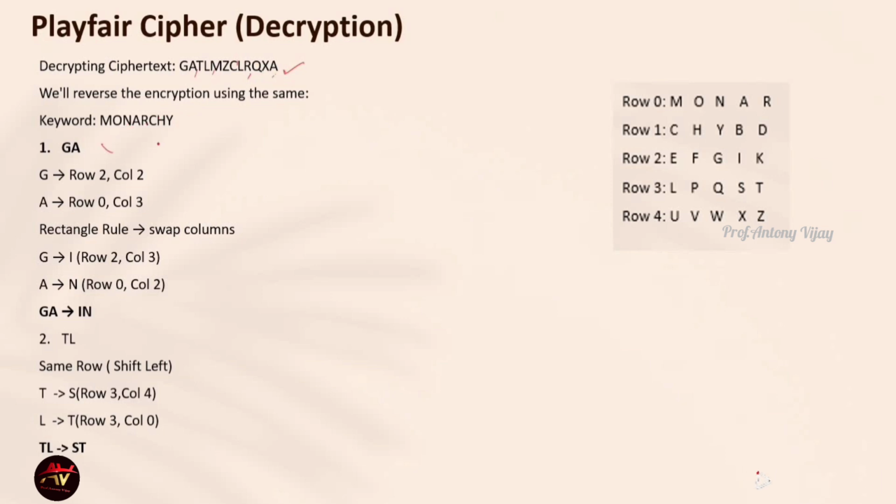Accordingly, we have to do the same process for GA. G is here, A is here. Both of them are in different rows and different columns. So for G, take the same row, straight to A, and here it is I. For A, the neighbor is G, so straight to G it is N. So IN. Likewise, TL.